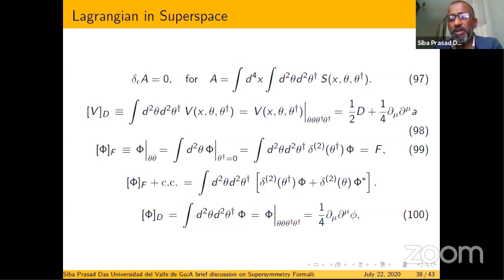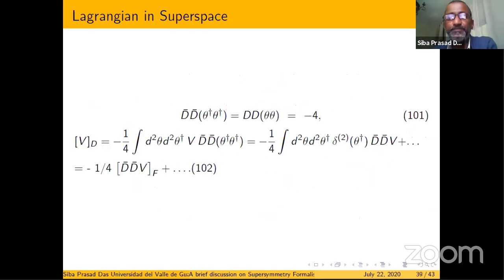So that means it is only projected out the capital D term. It is only projected out the capital F term, and you get that. And these are the phi d, which is like a 1/4 del mu phi, but it doesn't have any problem because this is a whole derivative of del mu, and it will integrate out once you take the action. So equation number 100 doesn't really affect because the phi is a well-defined function.